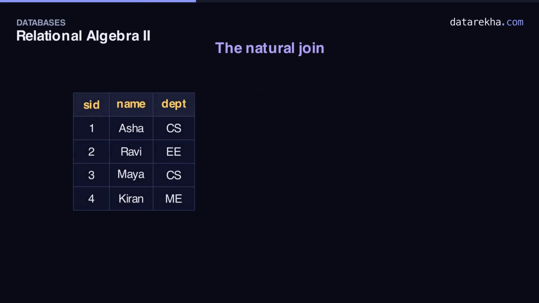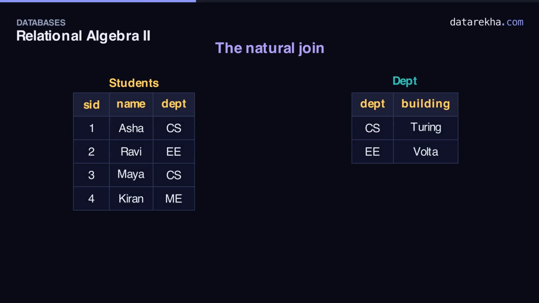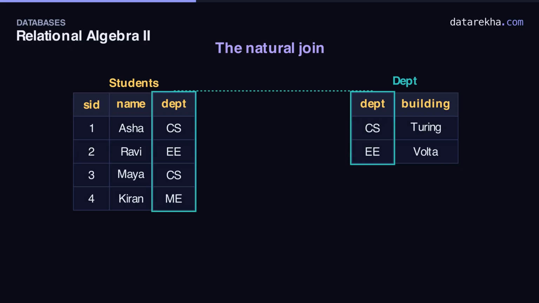Here is the operator you'll reach for most. The natural join, written as a plain bow tie with no condition at all. It does something clever automatically. It finds every column the two tables share by name. Look, both tables have a column literally named dept. So the natural join joins on dept all by itself. No condition needed. The shared name is the condition.